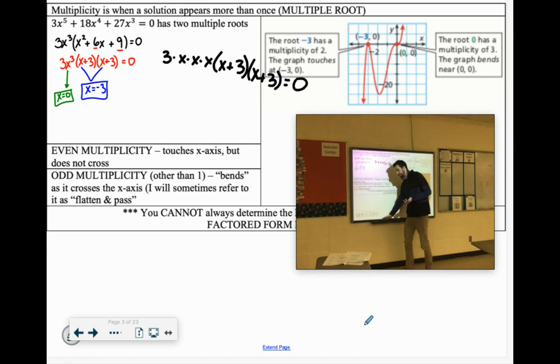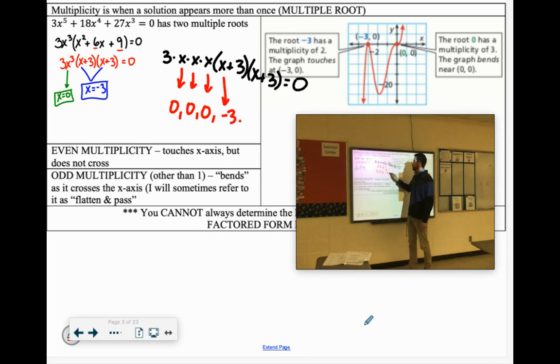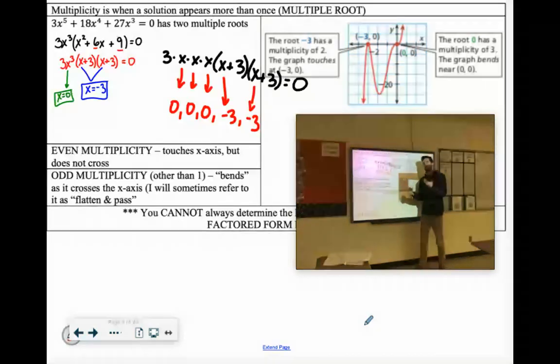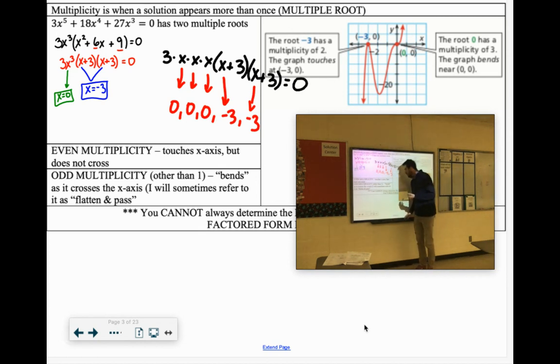So if you were to list each zero separately, you could say this x equals 0, this x equals 0, this x equals 0, this x equals -3, and this x equals -3. So here are all the zeros listed separately. Now for multiplicity, you would just say 0 is in there 3 times.